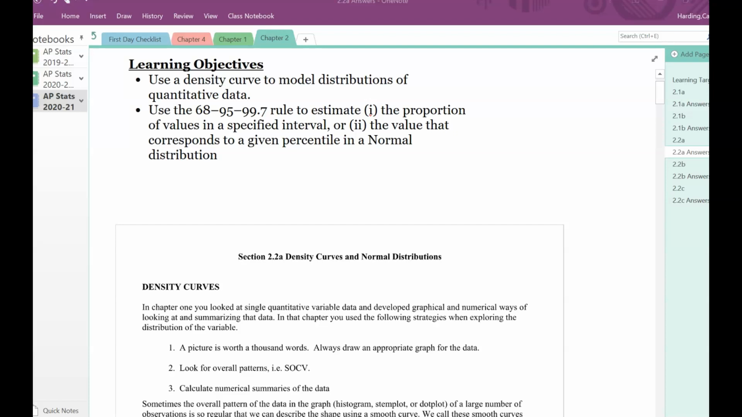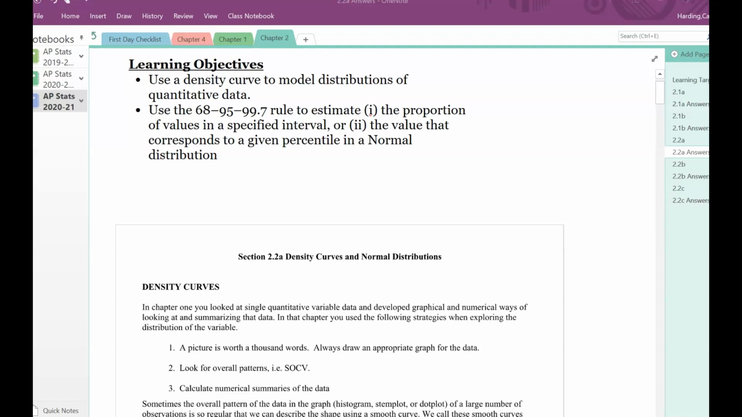At the top of your screen, you should see the learning objectives for today: using a density curve to model distributions of quantitative data, and then using the 68-95-99.7 rule, which is also called the empirical rule, to estimate the proportion of values in a given interval of a distribution, and to find a value that corresponds to a given percentile in a normal distribution. So remember percentile from the previous lesson. So let's get started with density curves.